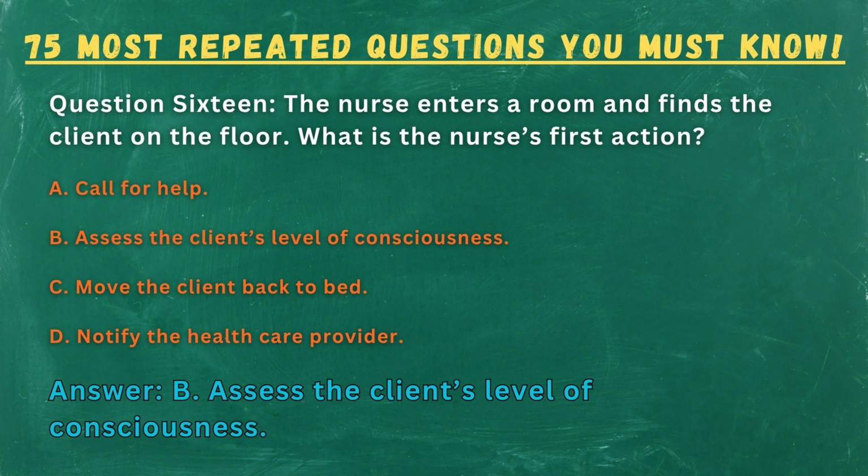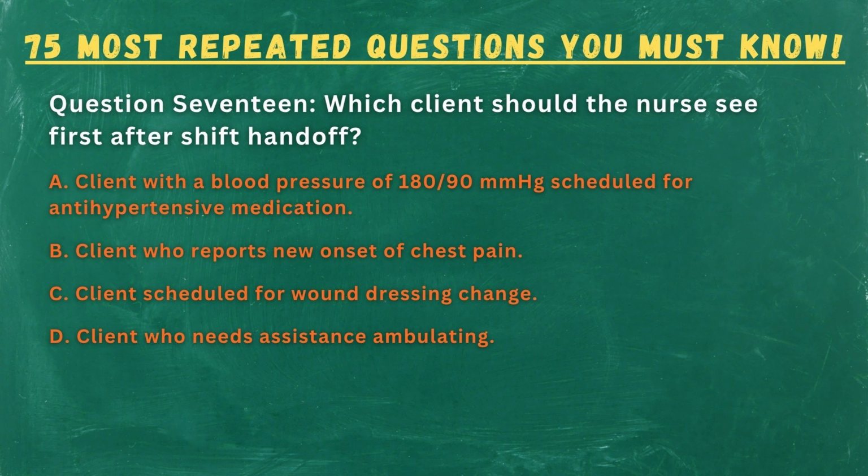Answer. B. Assess the client's level of consciousness. Question 17. Which client should the nurse see first after shift handoff? A. Client with a blood pressure of 180/90 mmHg scheduled for antihypertensive medication. B. Client who reports new onset of chest pain. C. Client scheduled for wound dressing change. D. Client who needs assistance ambulating.